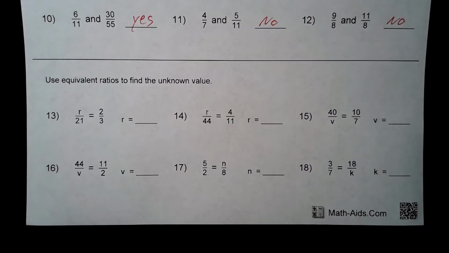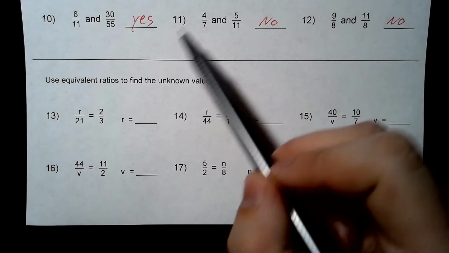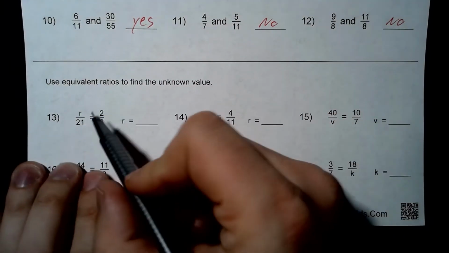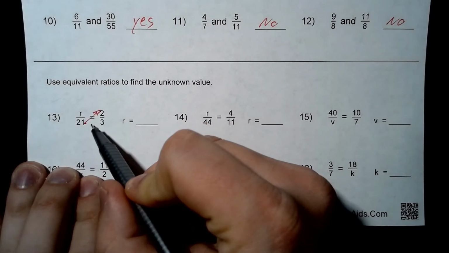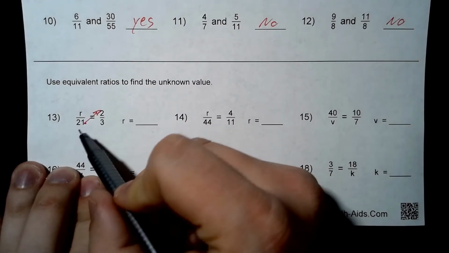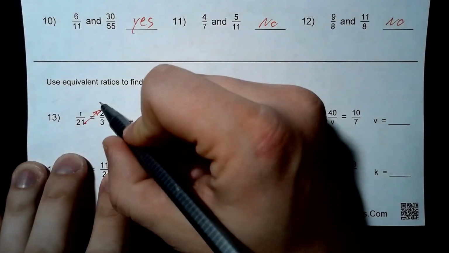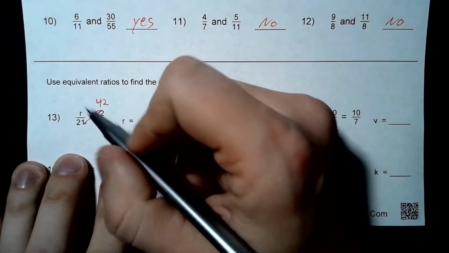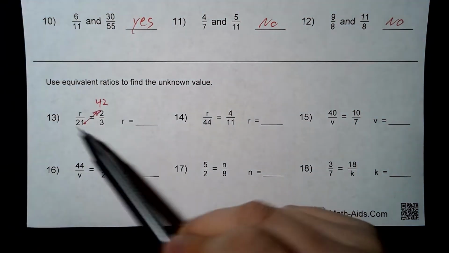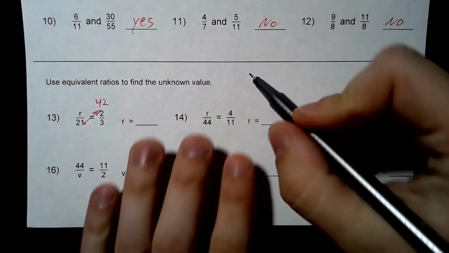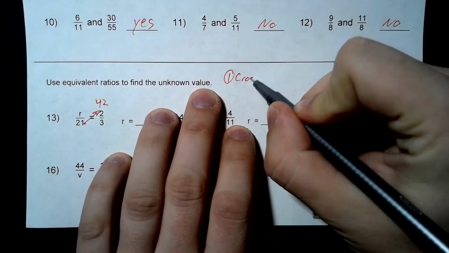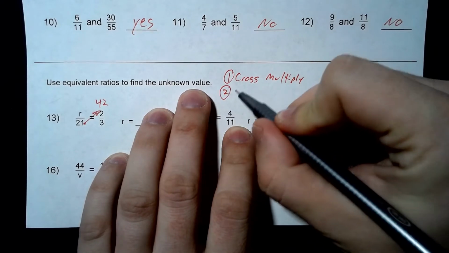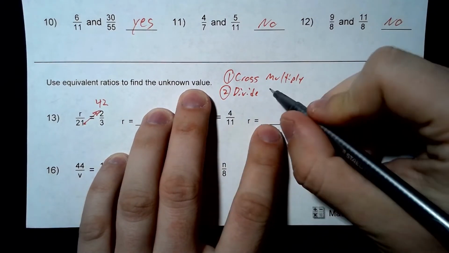And last but not least, using that previous method of cross multiplying, you're going to once again just cross multiply. We'll do 21 times 2, and that will get me 42. But we do not know what the r is, so we don't know what we're cross multiplying. A good tip for solving a missing proportion is step 1, cross multiply, and step 2, divide by the other amount.